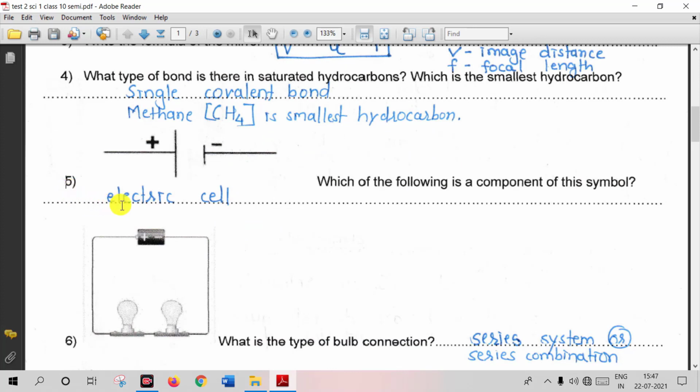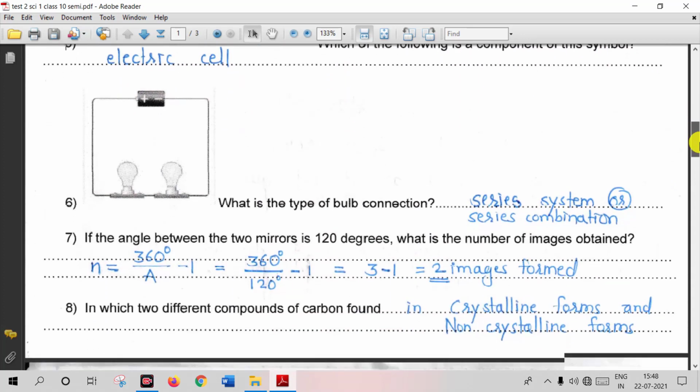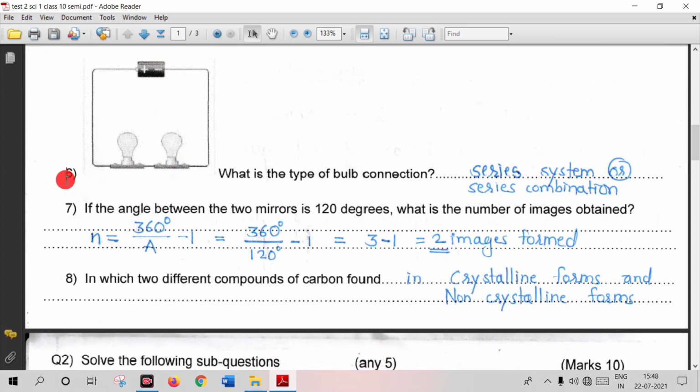Question number 5. First observe the figure, and then the question is, which of the following is a component of this symbol? The above symbol is of an electric cell. 6th question, what is the type of bulb connection? We have to observe the diagram, and the diagram shows a series combination.